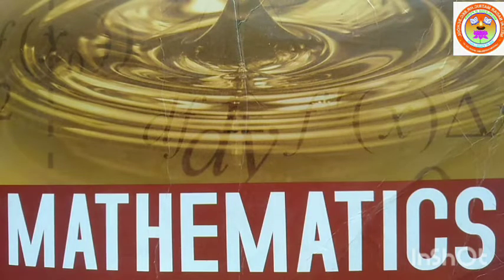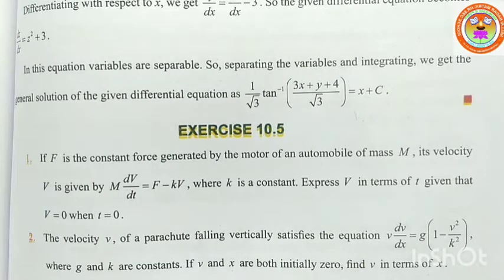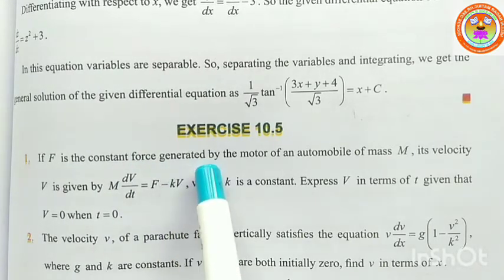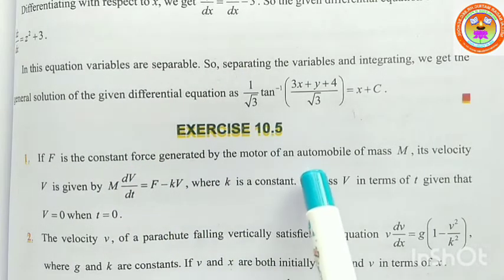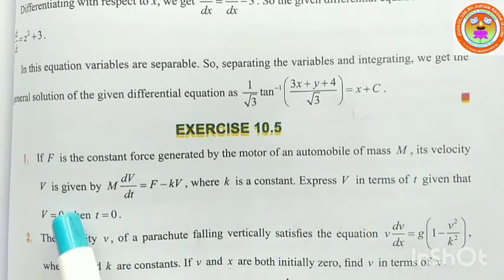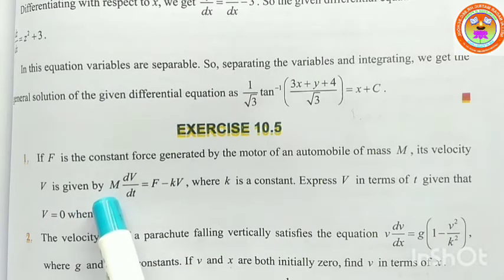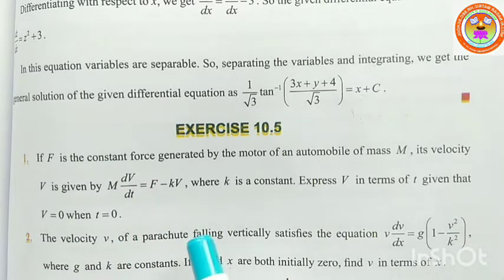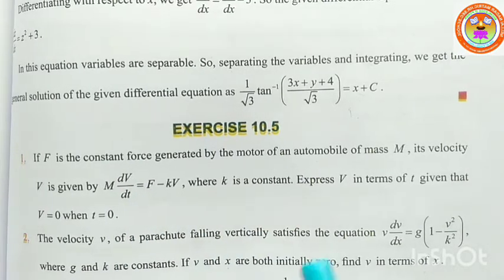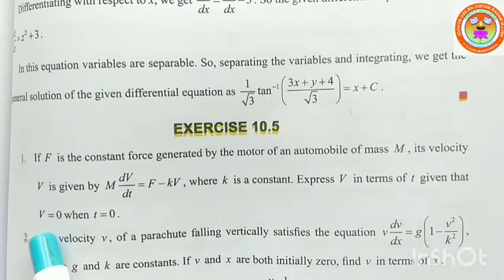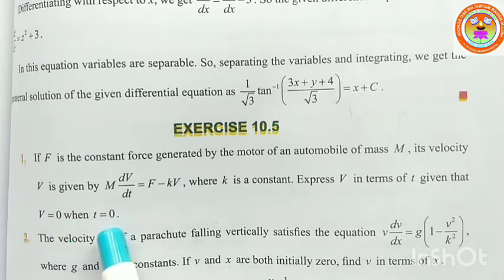See the first question from this exercise. If F is the constant force generated by the motor of an automobile of mass m, its velocity v is given by the relation m dv by dt is equal to F minus kv, where k is a constant. Express v in terms of t, given that v is equal to 0 at t is equal to 0.